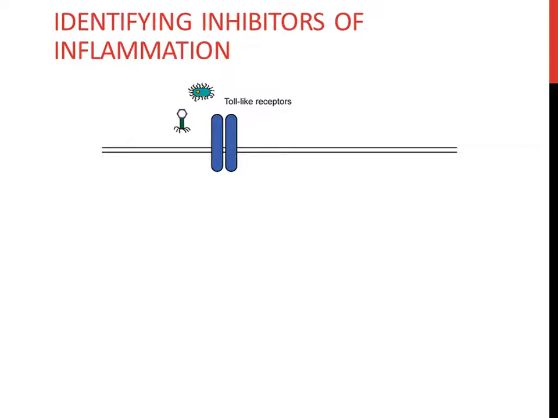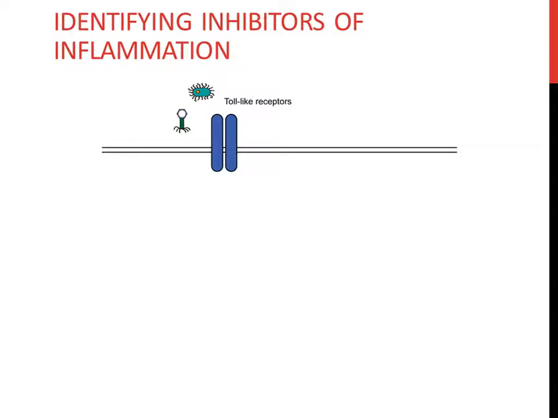In innate immune cells, but also in many other cells in your body, you have specialized receptors on your cell surface called toll-like receptors. They have evolved to identify pathogen-associated molecular patterns. These are molecules on the surface of bacteria and other pathogens that then trigger a very strong innate immune response from your cell.